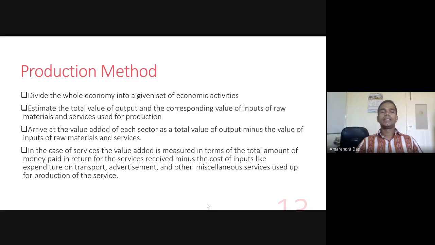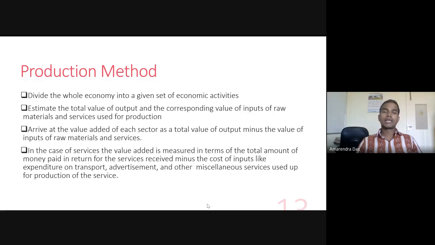And then in the case of services, value added is measured in terms of the total amount of money paid in return for the services received minus the cost of inputs like the expenditure on transport, advertisement, and other miscellaneous services used for the production of the service. For example, if a doctor is giving the service of healthcare, then whatever money we receive for the healthcare will be the total value of the service production.